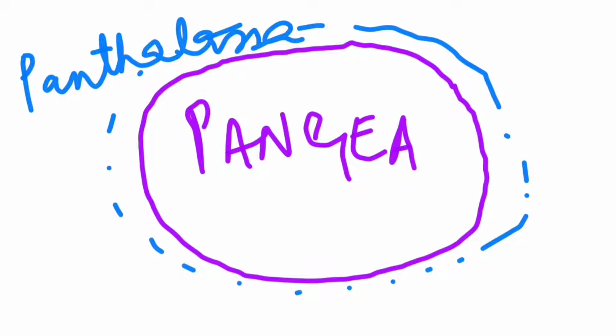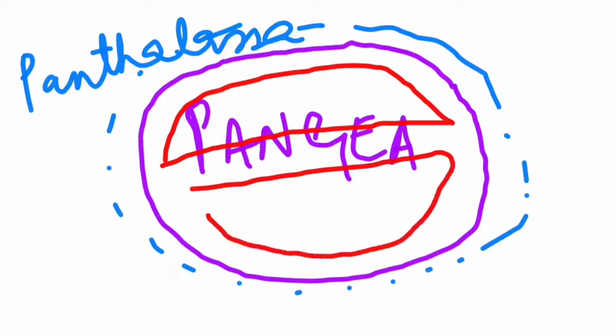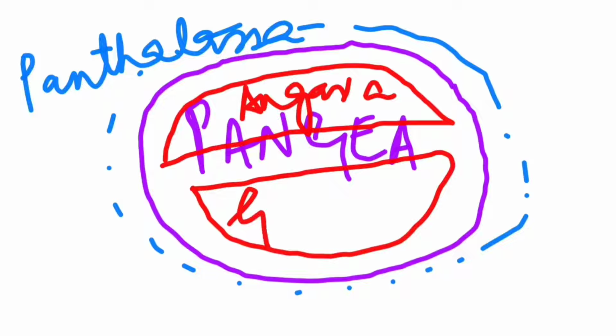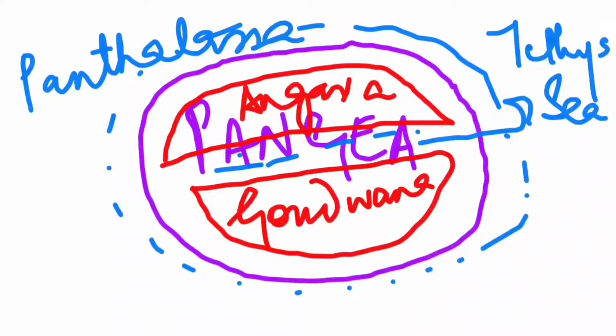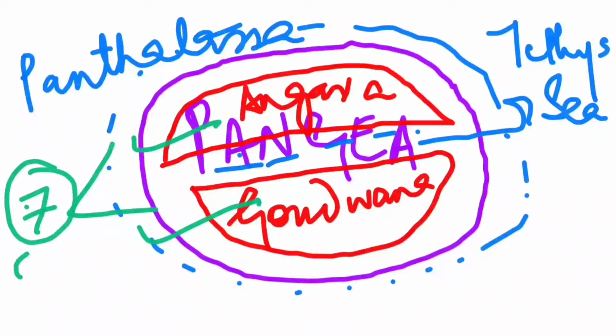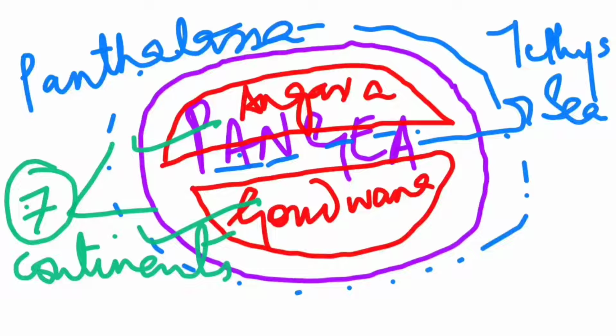With time, this landmass got converted into two big land masses. One is called the Angara land, and another is called the Gondwana land. In between the two, there was a water body, and this is called the Tethys Sea. And these two land masses then got converted into what we have today, the 7 continents. So this is how our 7 continents evolved.